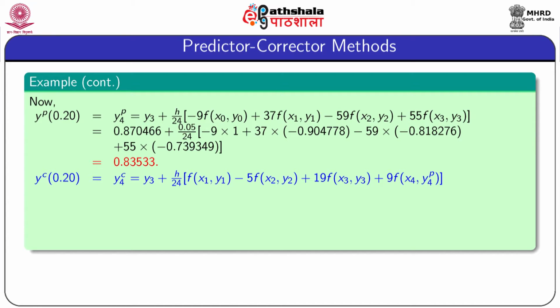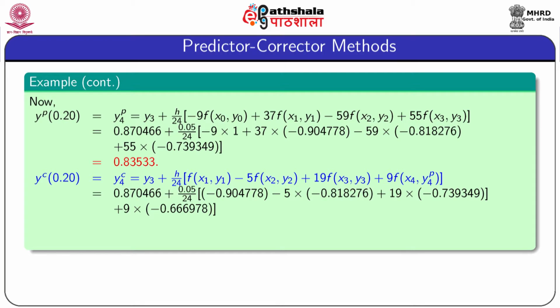Now we use the corrector formula, this is the corrector formula, to update the value of y at x equal to 0.20. So in this formula we have substituted the values of y3, f of x1 y1, f of x2 y2, f of x3 y3 and f of x4 y4p. y4p is determined in the previous formula, the value is 0.83533. So using this value we obtain this expression, and after simplification, the value of y at 0.20 is equal to 0.83533. So this is the corrector value or corrected value, and the previous one is the predicted value.